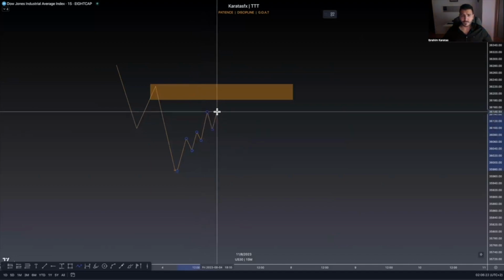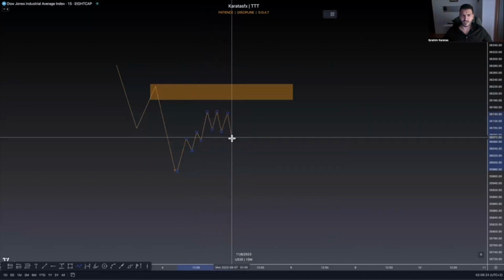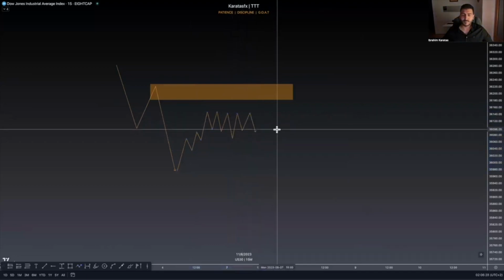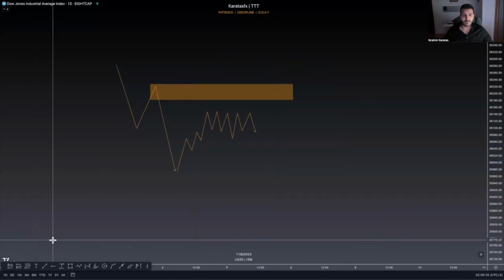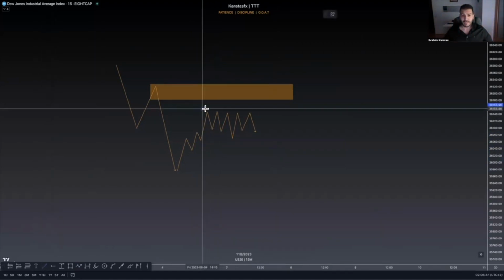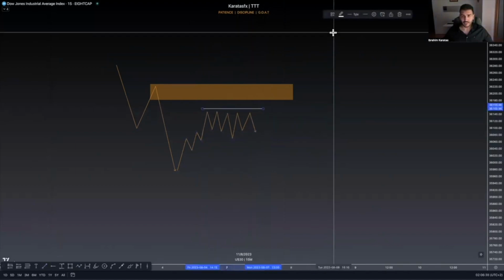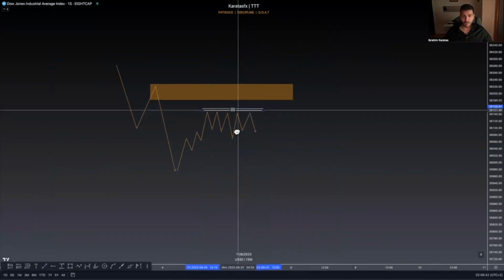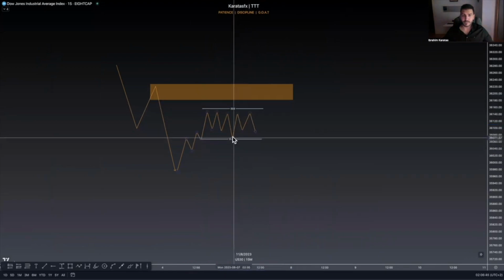Suddenly it stops here and just consolidates. Okay. So what does it mean? Just think of the previous section. We discussed liquidity concepts, right? So what we have automatically here is liquidity. And we have the same on the bottom side, right?